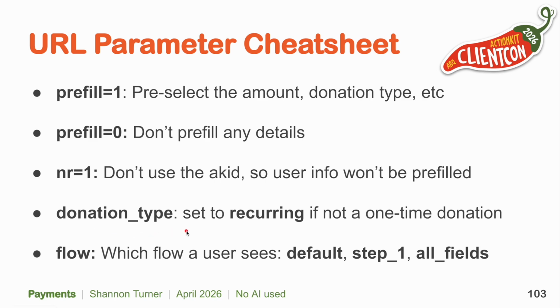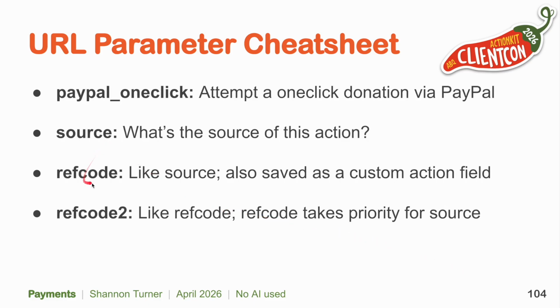For donation type, if you want to pre-fill a recurring monthly donation, you'll want to set this to recurring. And you can choose which flow a user is going to see, whether that's default, step 1, or all fields. Or if you leave it blank, we'll choose the optimized flow for that user. Source, ref code, and ref2 all refer to the source. Where did this donation come from? And then PayPal one-click is self-explanatory. It's going to attempt a one-click donation via PayPal.